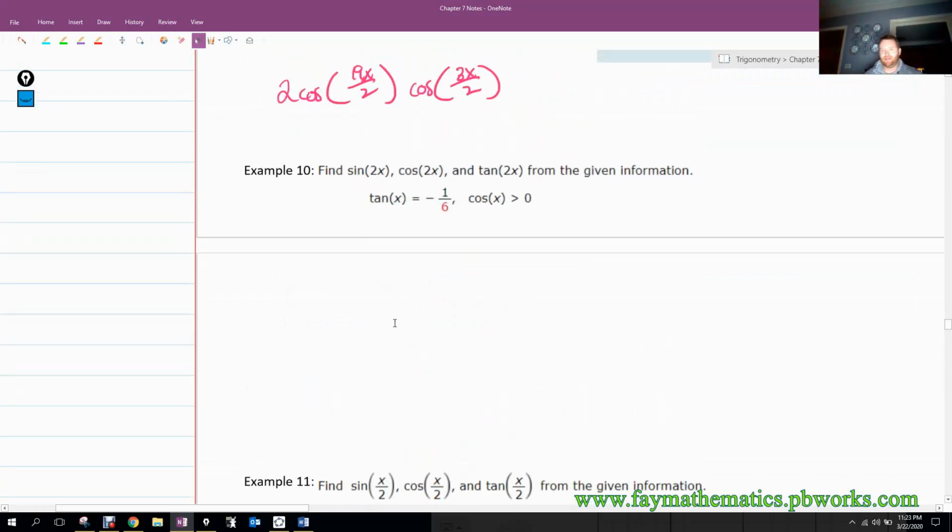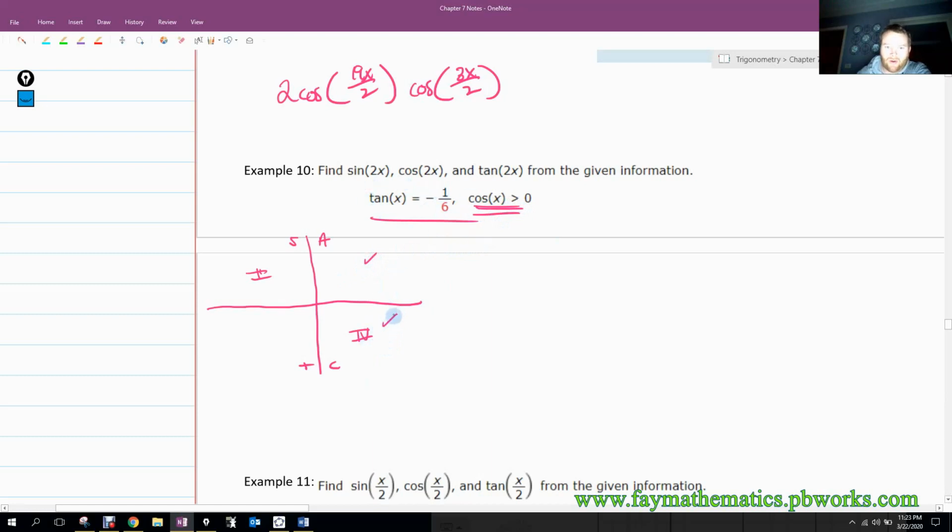I like these questions because they make you draw pictures. You'll definitely see one of these on your tests for this chapter. So let's find sine of 2x, cosine 2x, tangent 2x, knowing this information. Knowing that information, remember tangent. All students take calculus. So tangent is going to be negative in the second and the fourth quadrants. This is saying that cosine is positive. Well, cosine is only positive in that quadrant and that quadrant.